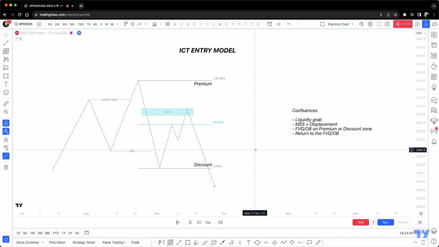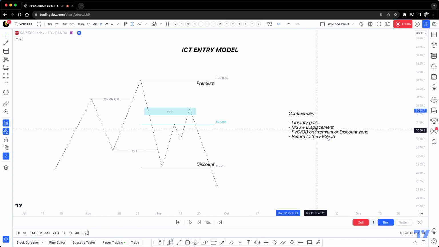Okay, again, this is still ICT concept, and with these confluences right here, basically you can have a checklist before you actually make your entry, just making sure you have everything in point. So you want to see displacement to the downside, liquidity, right? That liquidity grab and displacement to the downside with the market structure shift or Chuck right there, change of direction. And then you're going to be looking for a fair value gap or order block within the premium zone. In this case, we're interested in looking for sells.